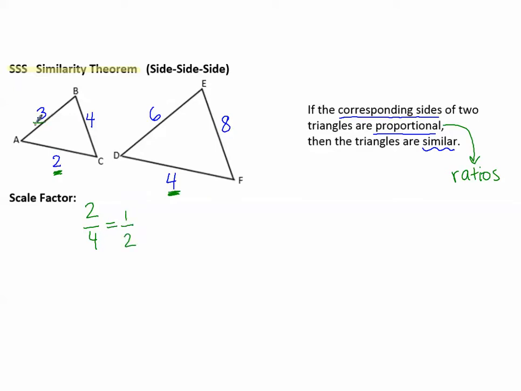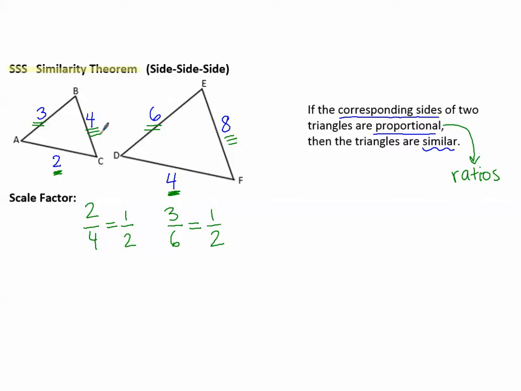This is the medium side on the first triangle, and this is the medium side on the second triangle. So we make a ratio. 3 over 6 simplifies to 1/2 as well. So far so good because we're getting the same ratio. Then the biggest side, the 4 and the 8.